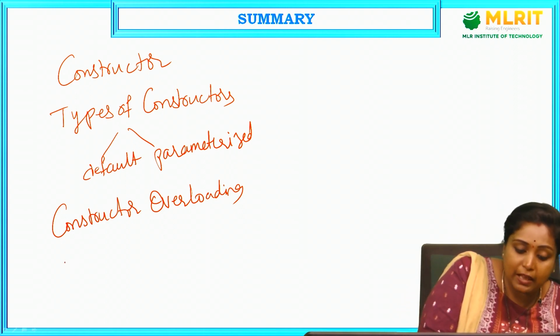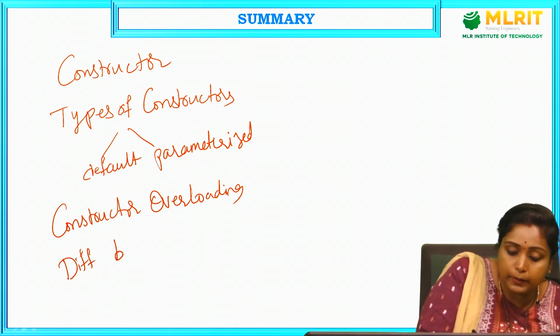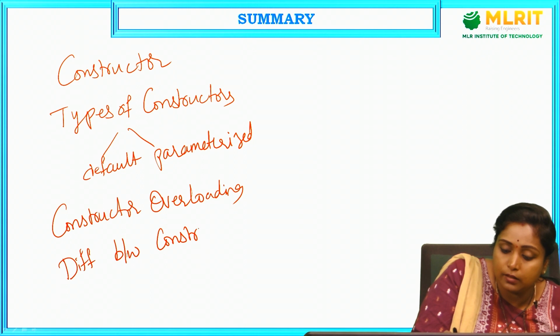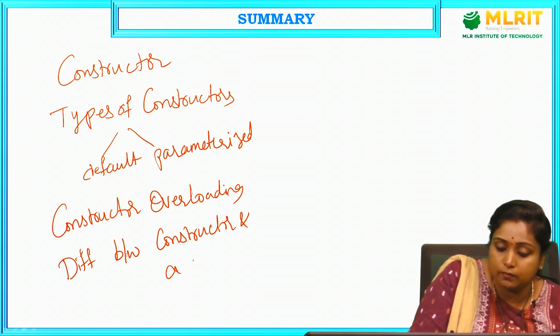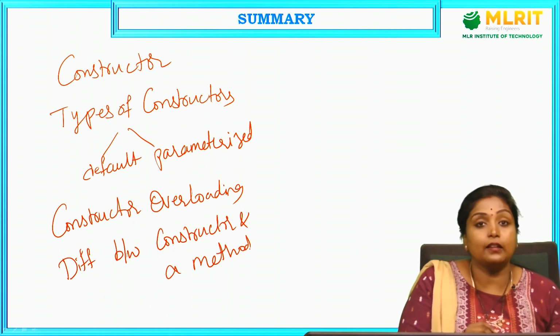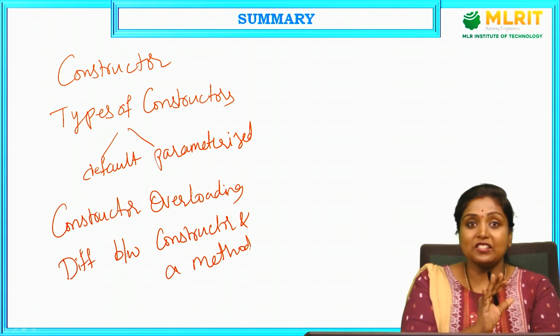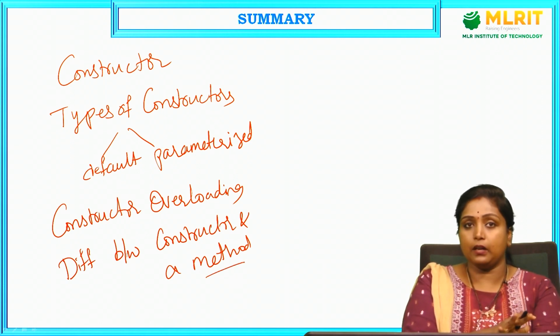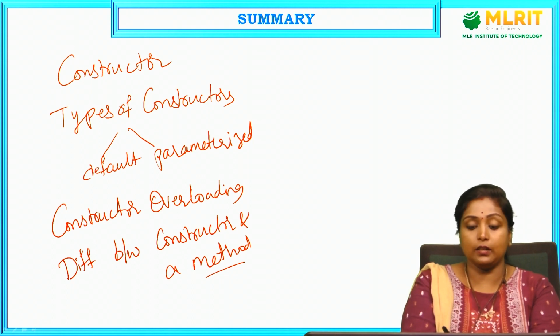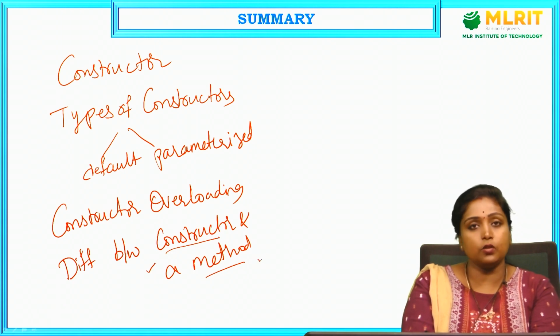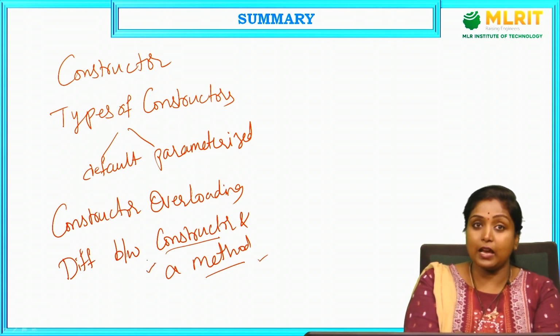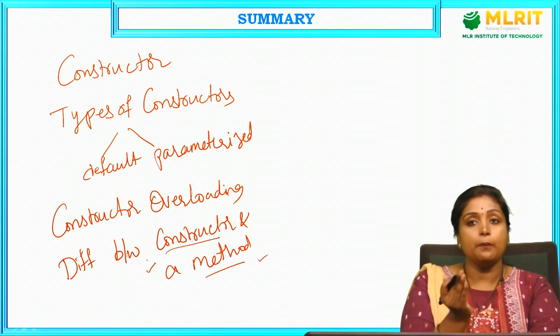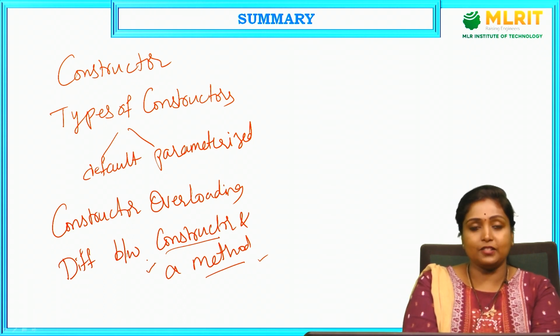And the last topic we have seen is the differences between a constructor and a method. What are the differences we have seen? A constructor is used just to initialize an object, whereas a method gives you the behavior of an object. A constructor has the same name as the class name, whereas for a method you can define any name. A constructor does not have any return type, but a method can return values also. So these are the differences between a constructor and a method.